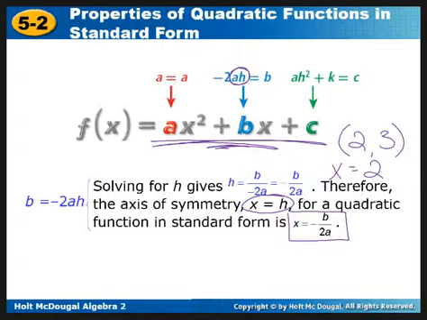So finding the vertex is a little bit more complicated, but finding the axis of symmetry is all based on this part down here that I boxed in. If you want to find the axis of symmetry when something is in standard form, you just set x equal to negative b over 2a, and whatever negative b over 2a turns out to be, that's what your axis of symmetry is. We'll get to an example that deals with that here in a second.